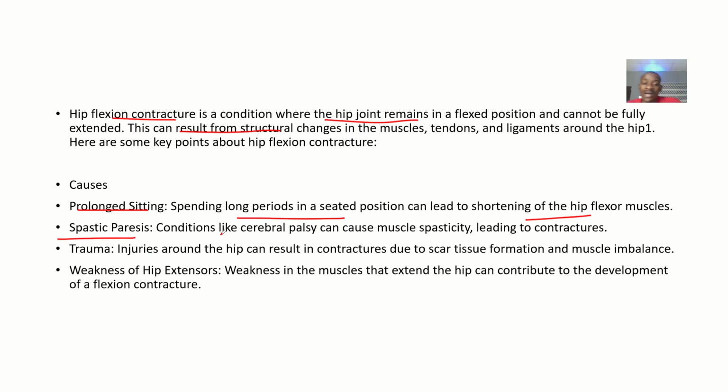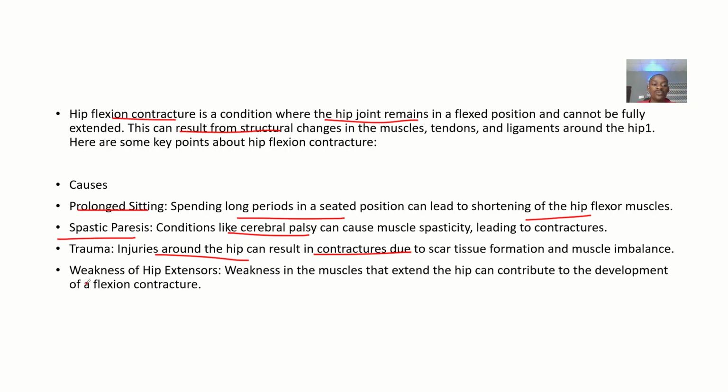Then spastic paresis. So conditions like cerebral palsy can cause muscle spasticity, leading to contractures. Traumas. It could be that there were injuries around the hip, and this led to what? Contractures due to what? Scar tissue formation and muscle imbalance.